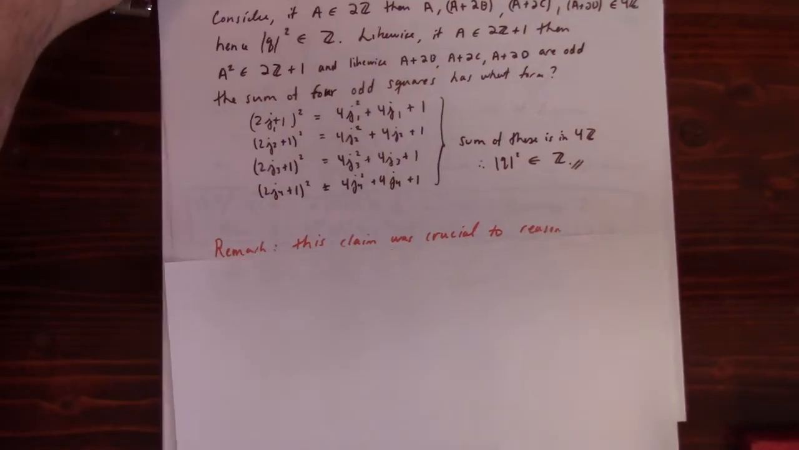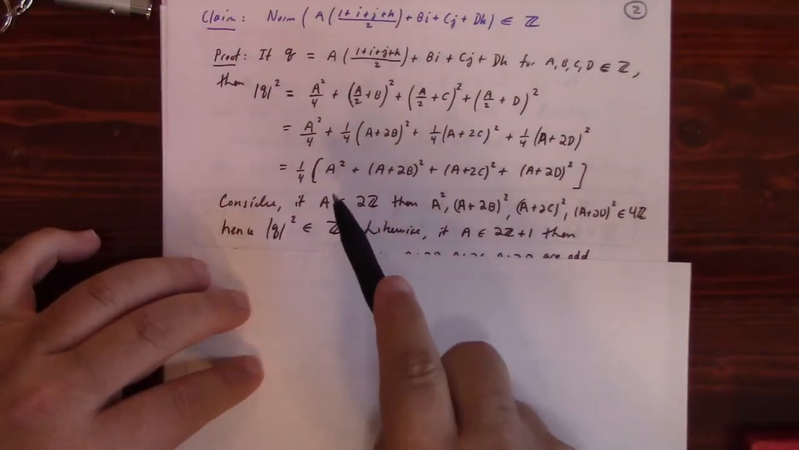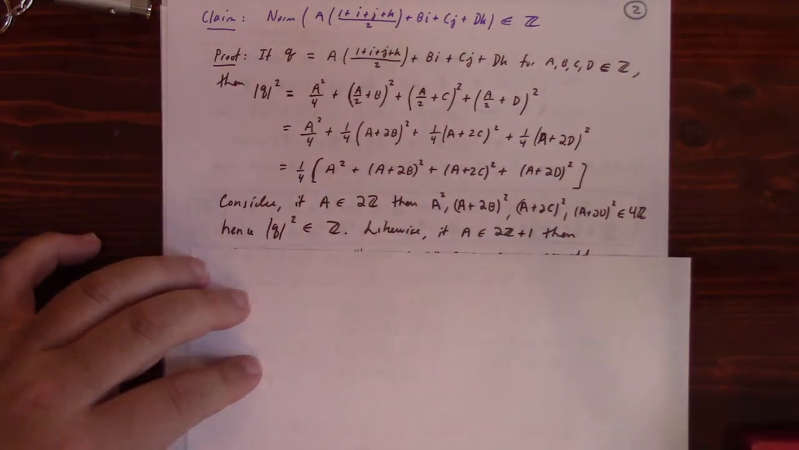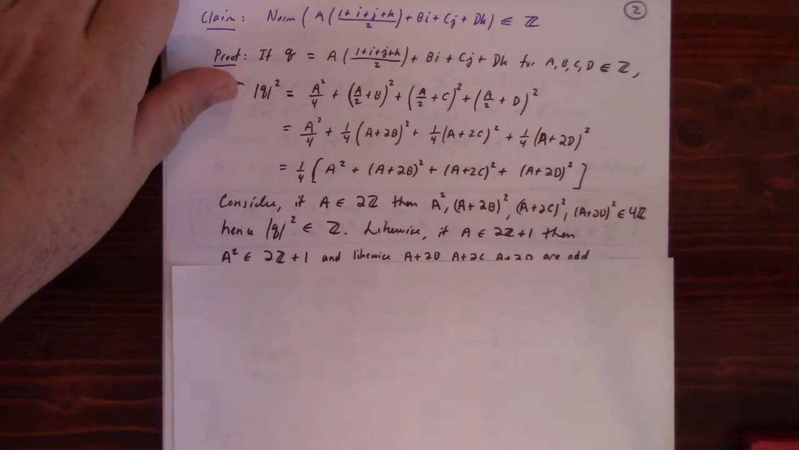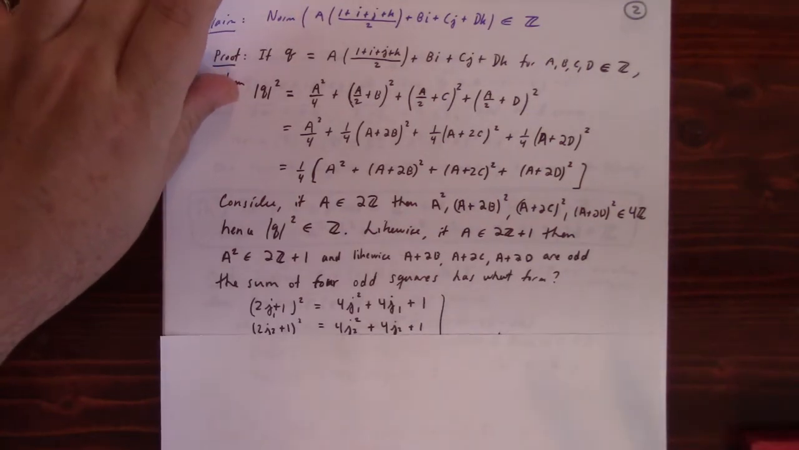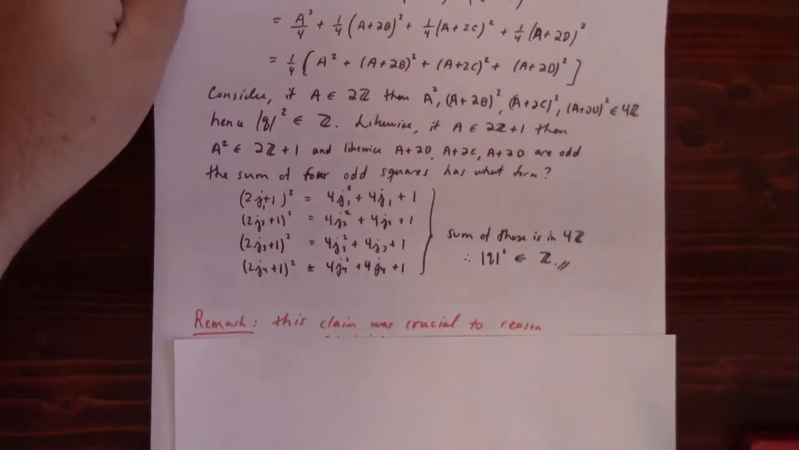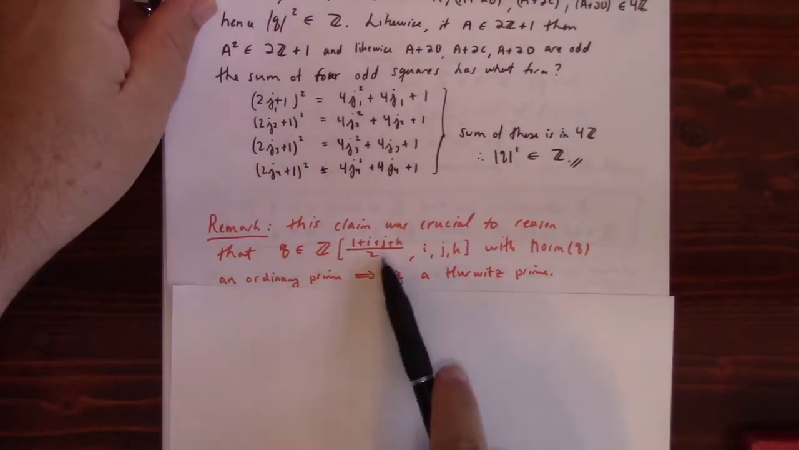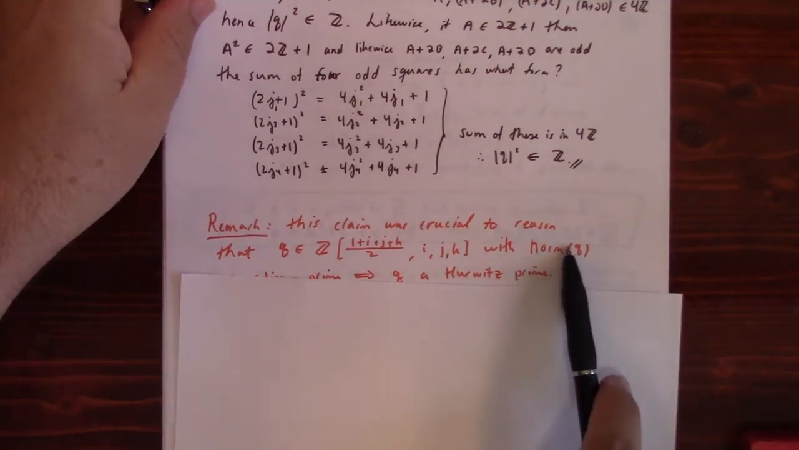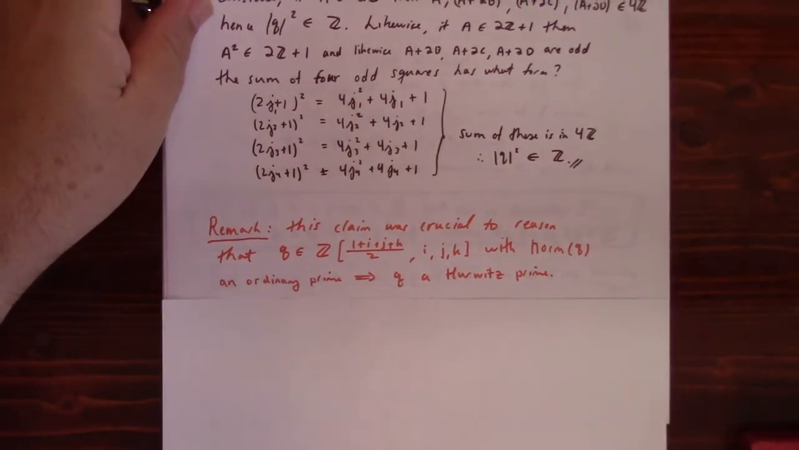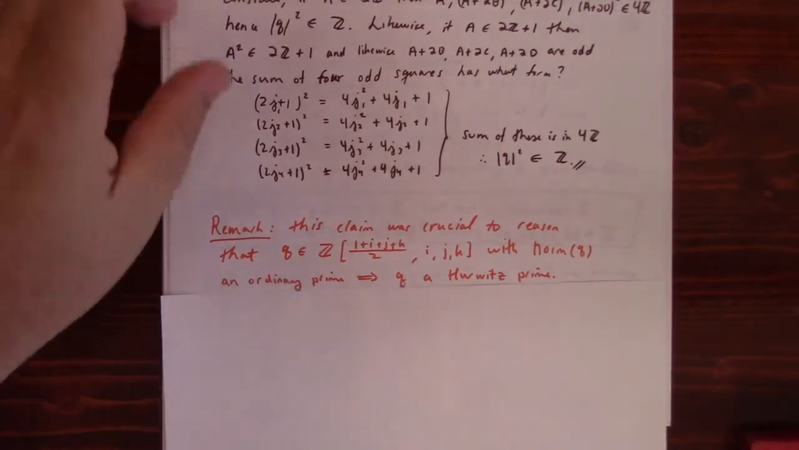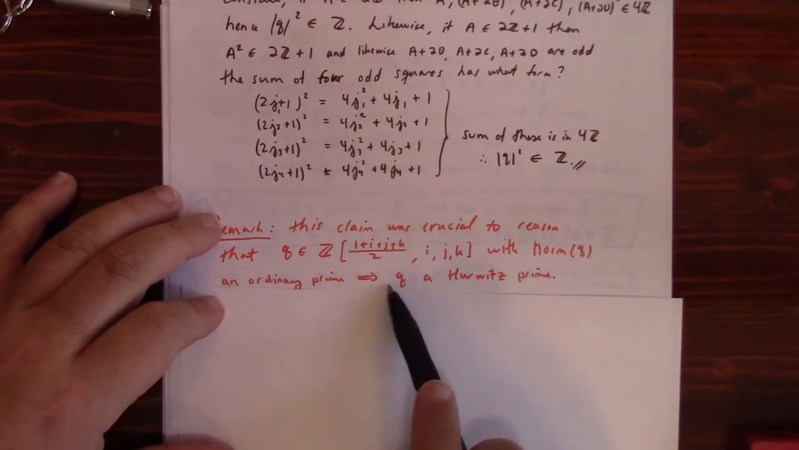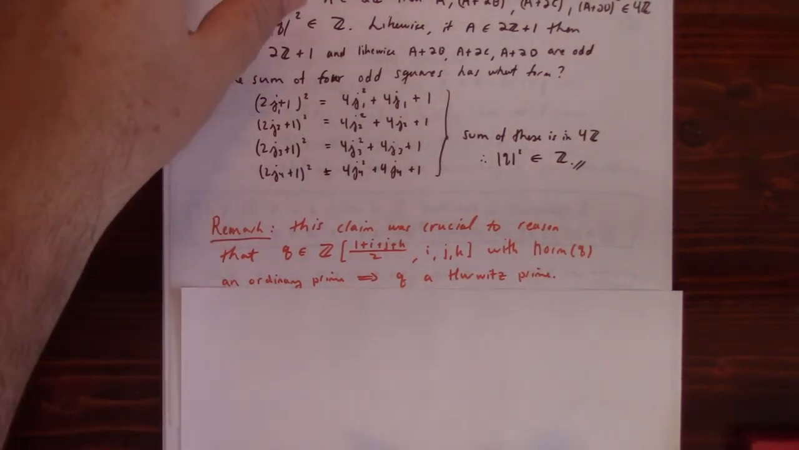Which then proves that the quaternion norm of a Hurwitz integer is in fact an integer, which makes Hurwitz integers interesting, because they have a norm which is a positive integer, or I guess it could be 0 if it's 0-valued. This claim was crucial for the reason that a quaternion q in the Hurwitz integers has norm of q which is an ordinary prime. And I claimed before that if the norm is an ordinary prime, that implies q is a Hurwitz prime.